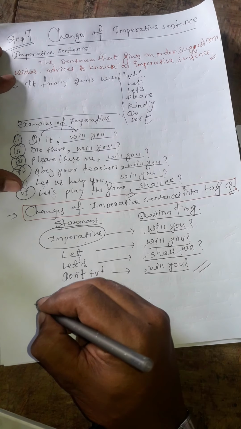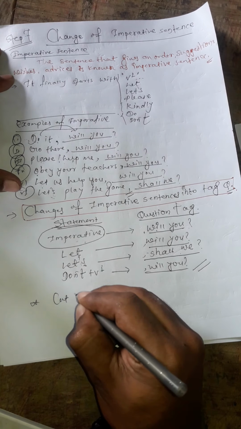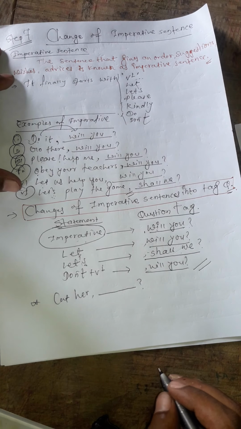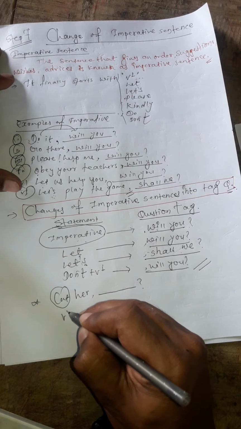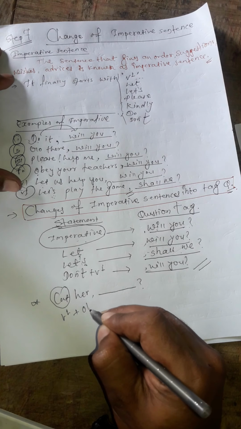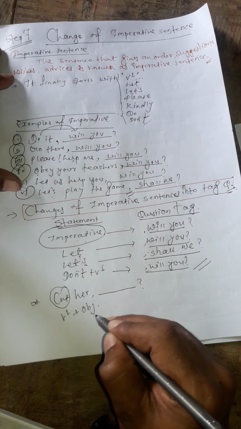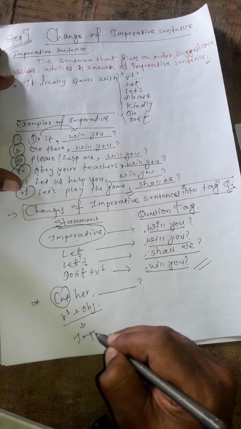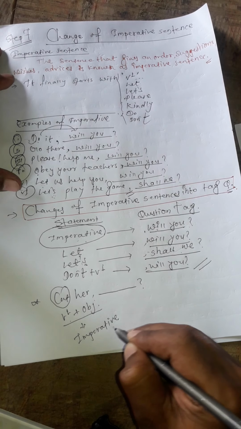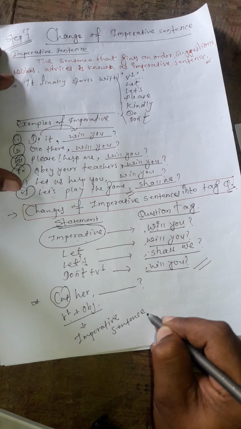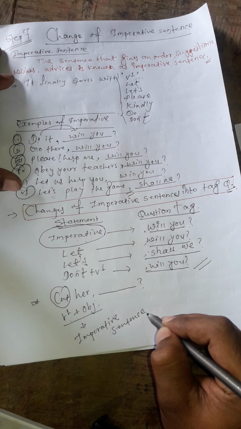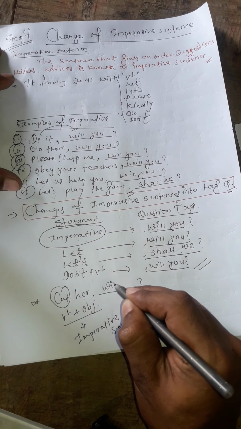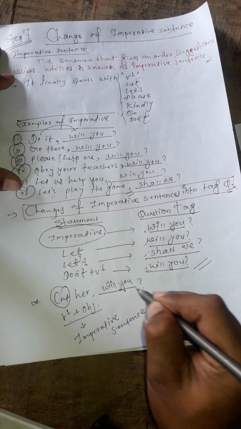I mean, one more example. Cut her. Cut is verb 1 and her is the object, and verb 1 plus object is an imperative sentence. And if there is an imperative, then you have to use will you.